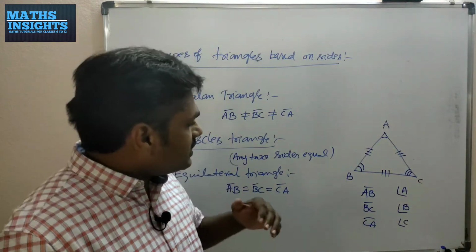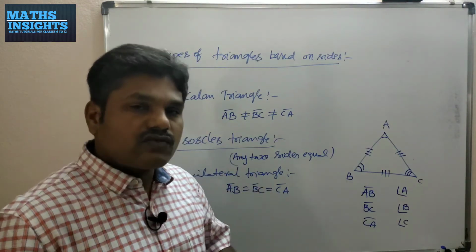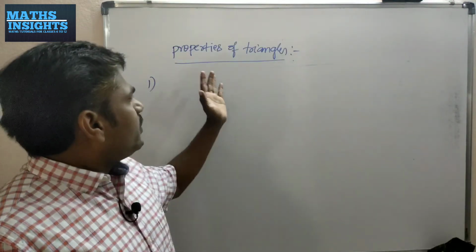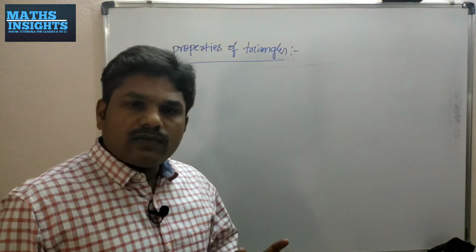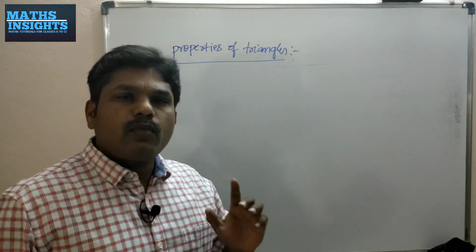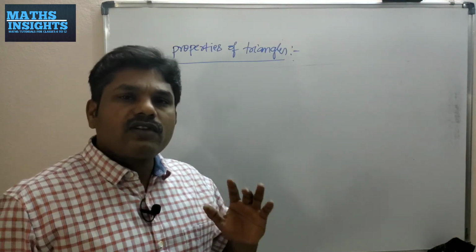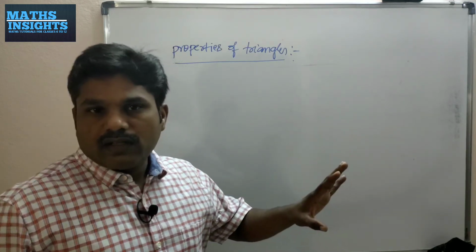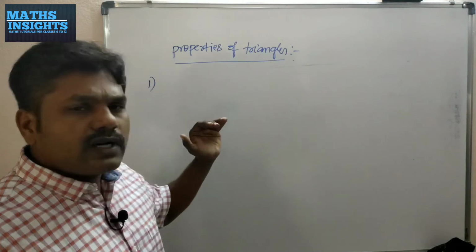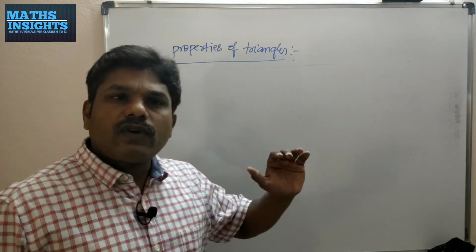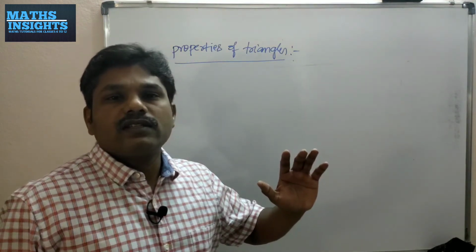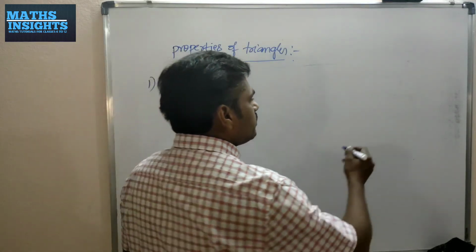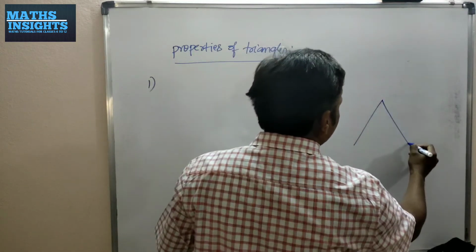These are the 6 types of triangles. Next we will learn what the properties of triangles are. In the properties of triangles, first property, very important. The properties are very important to do anything on a triangle. The first property is that the sum of all the three angles is equal to 180 degrees. This is the most important and fundamental property.